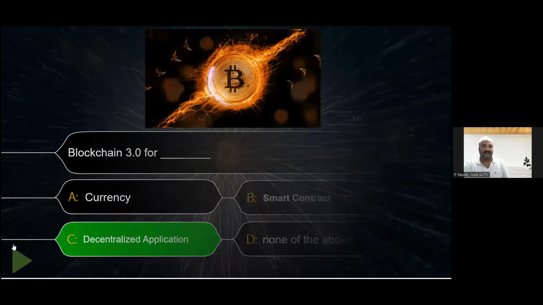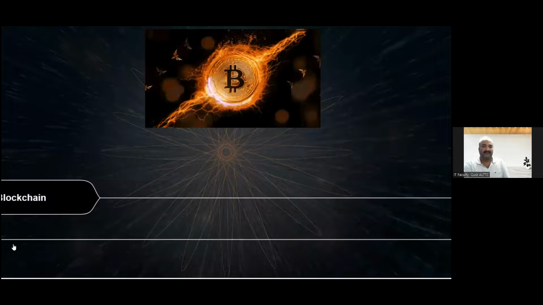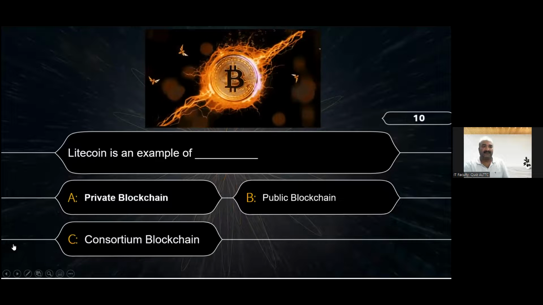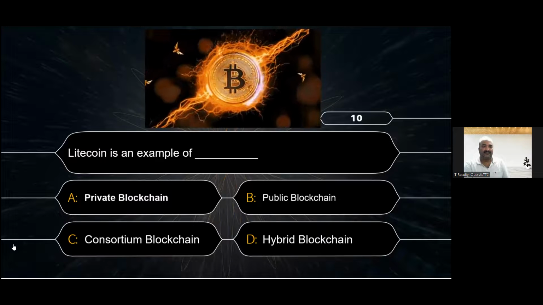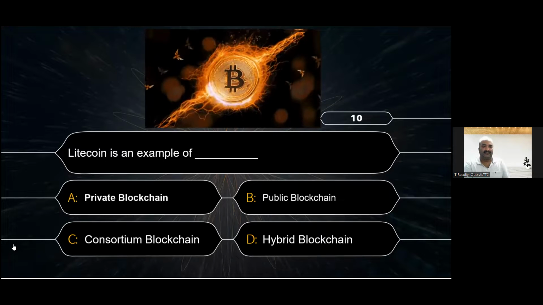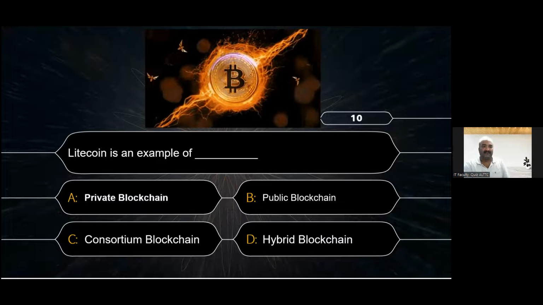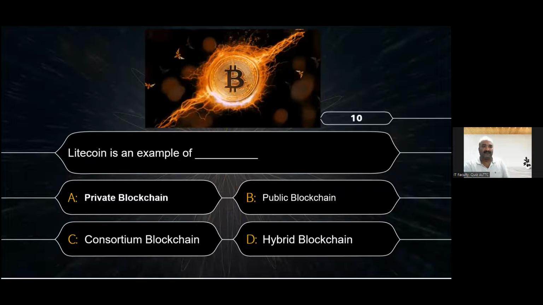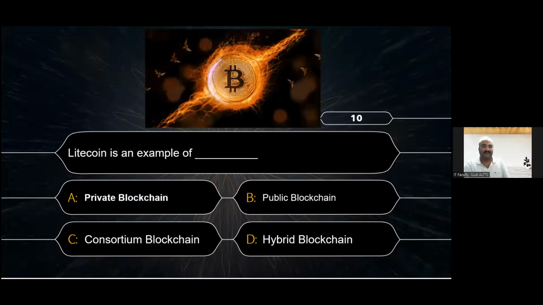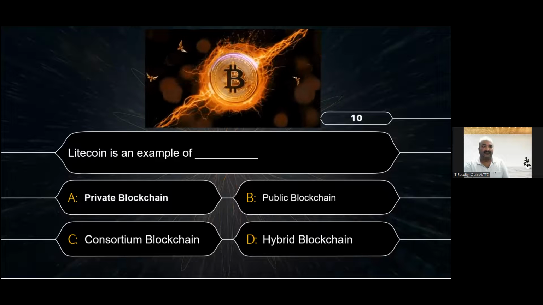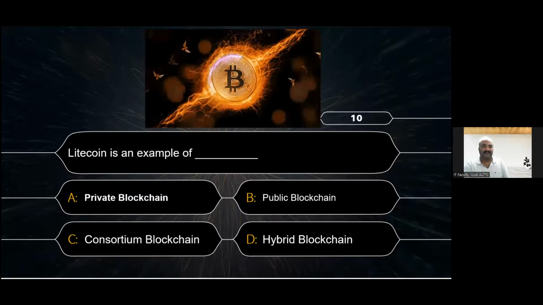So now the next question is: Litecoin. Litecoin is an example of what? Option A, private blockchain. Option B, public blockchain. Option C, Ethereum blockchain, or is it option D, hybrid blockchain? Tell me what kind of blockchain Litecoin represents.